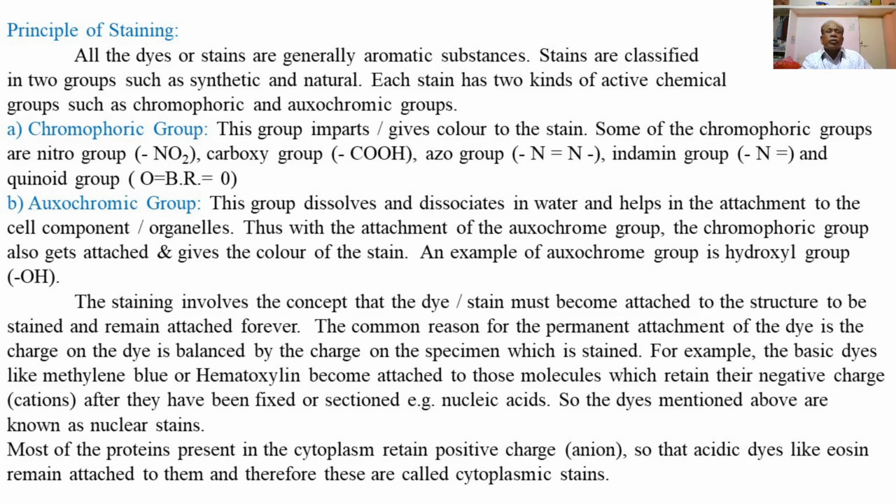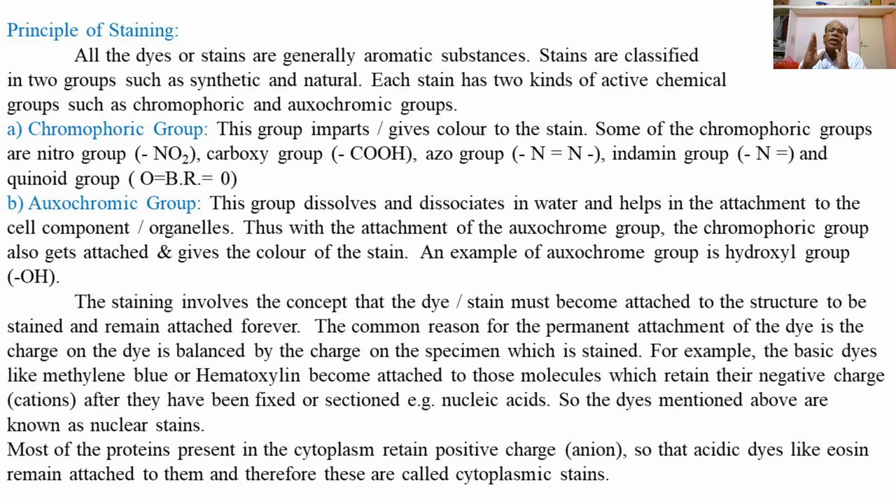And thus, hematoxylin or methylene blue, like basic stains or the nuclear stains, can give their respective colors to the nuclear materials, that is nucleic acids or the chromosomes, and thus are called nuclear stains. Most of the proteins in the cytoplasm retain a positive charge, so that acidic dyes or the cytoplasmic stains like eosin remain attached to them, and therefore these are called cytoplasmic stains.